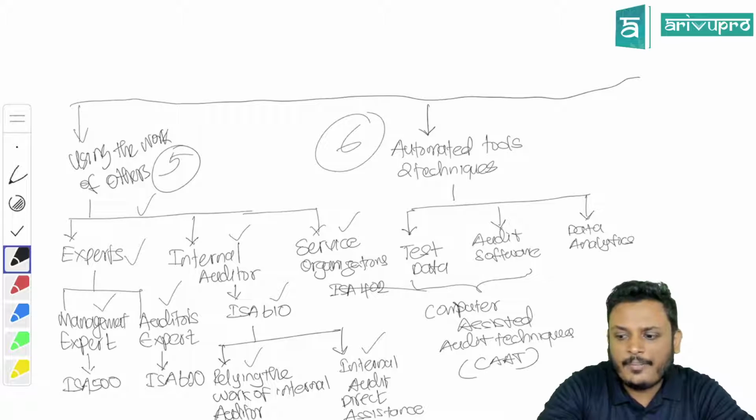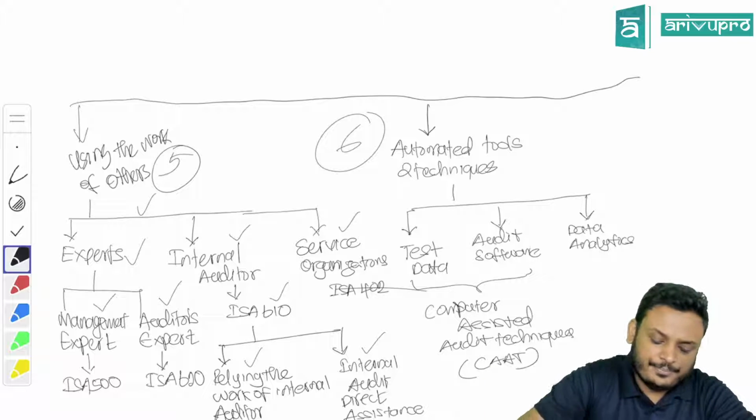Sometimes our payroll function is outsourced, finance function outsourced, or tax function outsourced. Those are significant parts of the financial statements. Sometimes the entire finance function is outsourced. In such cases, the auditor needs to rely on the service organization also when they are gathering evidence. So that is the service organization.